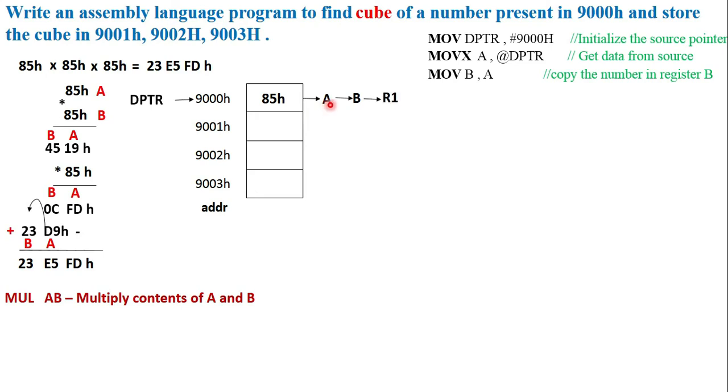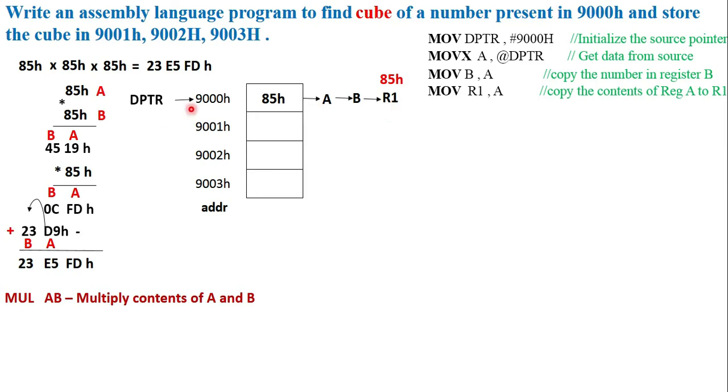That is, we copy the contents of the accumulator, indirectly in B, into R1. So either it's B to R1 or indirectly A to R1. So the instruction is MOV R1, A. So now R1 has 85h stored. The number whose cube is to be found is there in the R1 register.